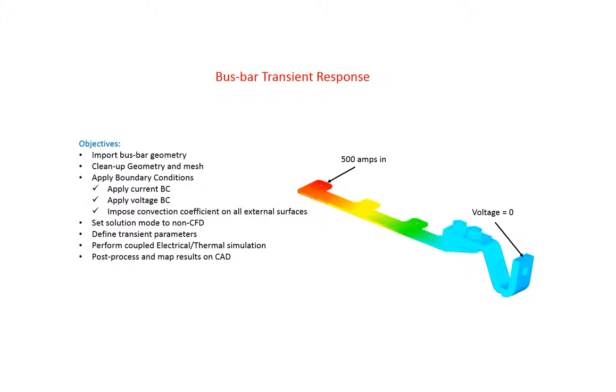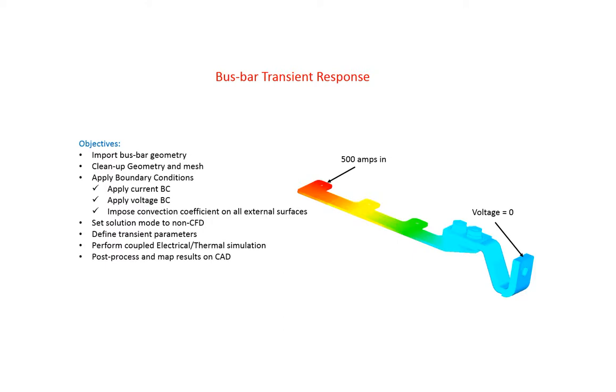In this exercise, we will look at a transient response of a busbar to a high current condition. We will start with importing the busbar geometry from a step file. We will then clean up this geometry and significantly reduce the mesh.